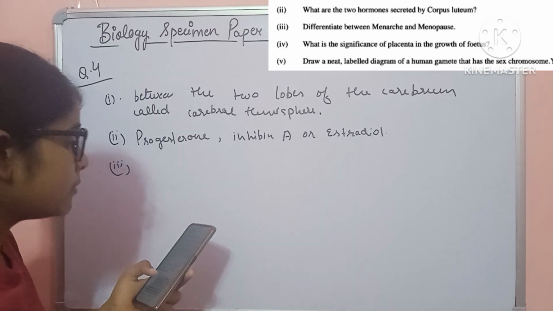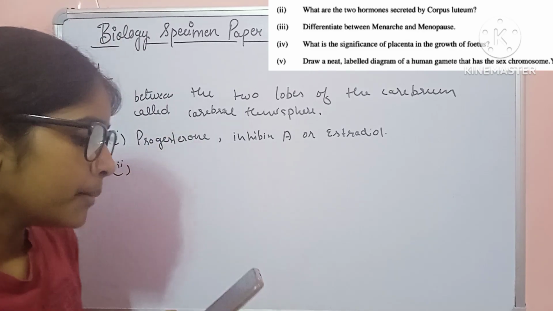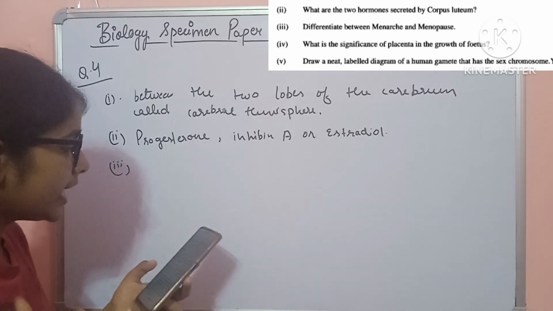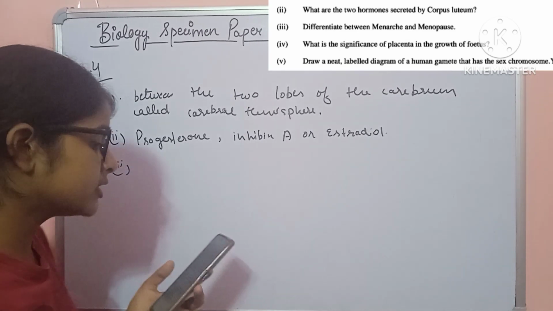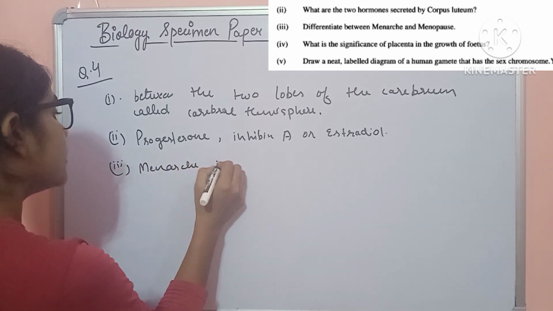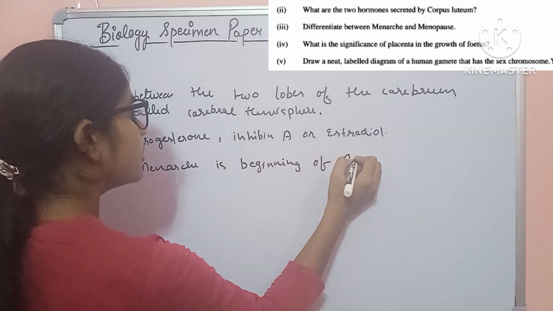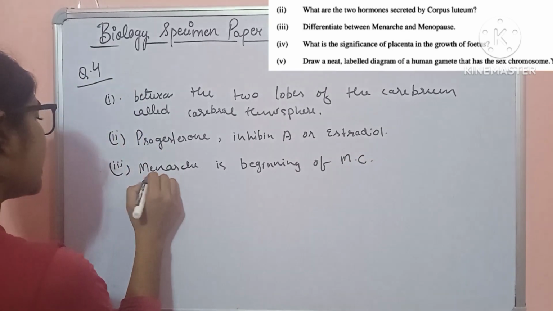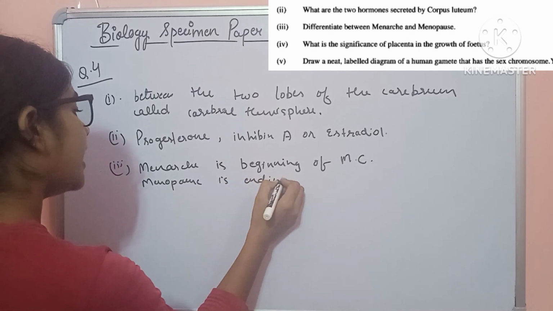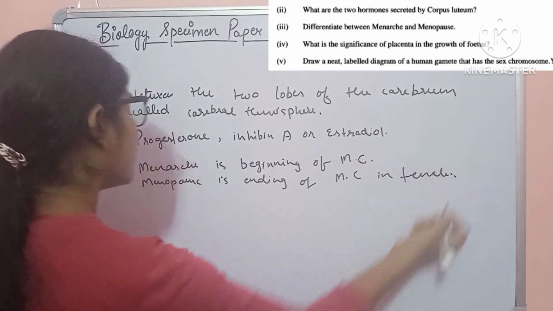Now third, differentiate between menarche and menopause. These both are part of the menstrual cycle. Okay. Menarche is the starting of the menstrual cycle, and menopause is the ending phase of the menstrual cycle in females. So you can simply write menarche is the beginning of the menstrual cycle and menopause is the ending of the menstrual cycle in females. Okay, that's done.